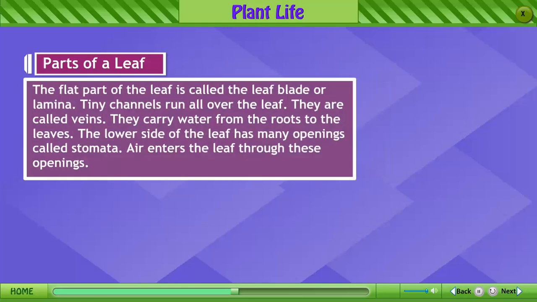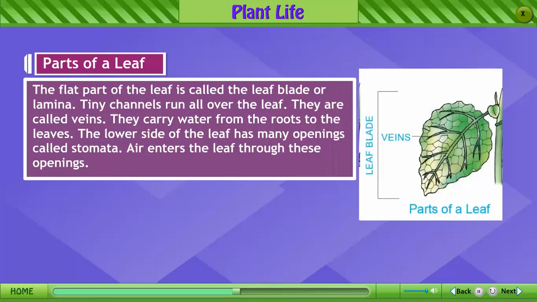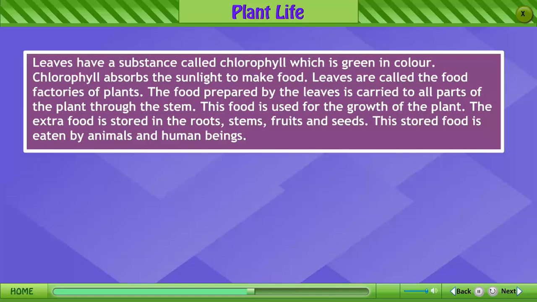Parts of leaf. The flat part of the leaf is the leaf blade or lamina. Tiny channels run all over the leaf. They are called veins. They carry water from the roots to the leaves. The lower side of the leaf has many openings called stomata. Air enters the leaf through these openings. Leaves have a substance called chlorophyll, which is green in color. Chlorophyll absorbs the sunlight to make food. Leaves are called the food factories of plants.